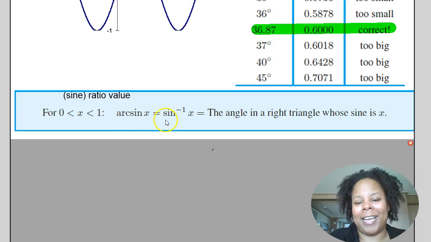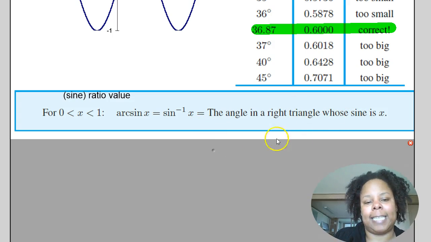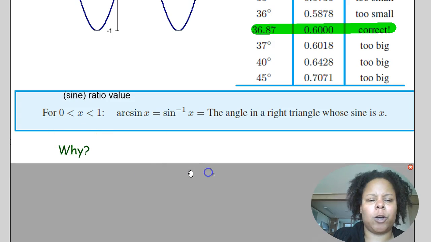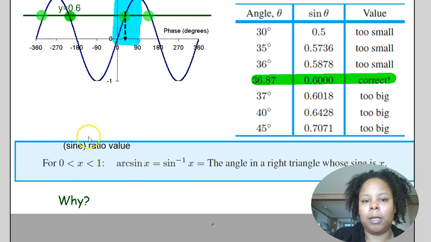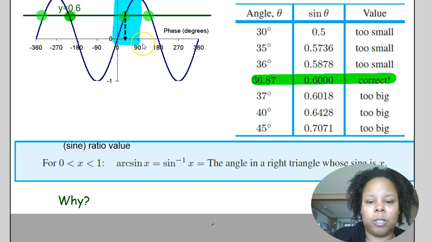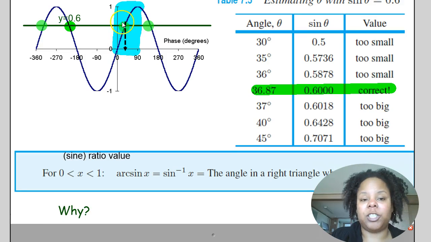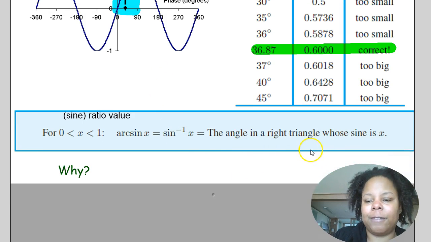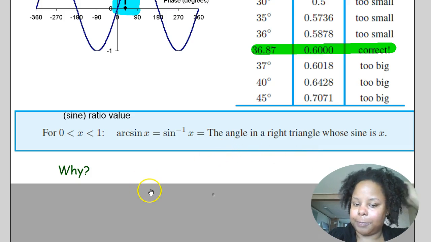But anyway, arcsine of x, or sine inverse of x, is equal to the angle in the right triangle whose sine is x. So the question is, are we considering only those values of x between 0 and 1? Well, if you recall, we're only looking at angles between 0 and 90 degrees. So the angles between 0 and 90 degrees only have y values for the sine ratio between 0 and 1. So whatever angle they give us, it will have to be between 0 and 90 degrees.